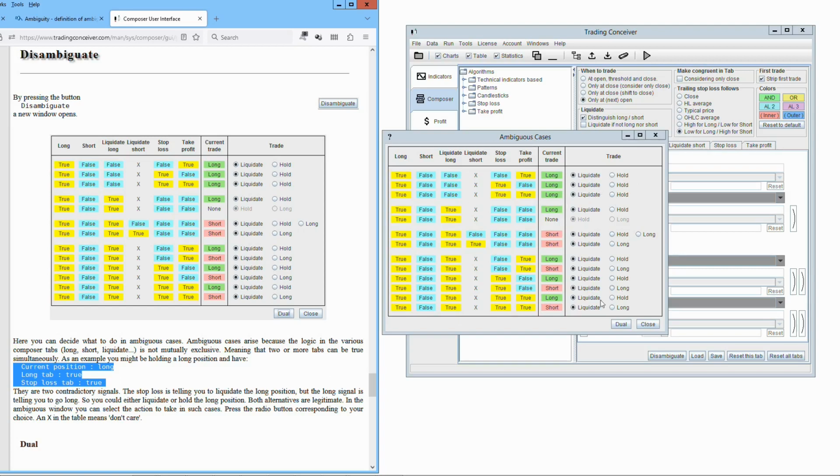Press the radio button corresponding to your choice. An X in the table means don't care. This example corresponds to this line, where the current trade is long and both the long and stop loss tabs are true, with all other tabs being false or don't care. You can choose to liquidate or hold the position.